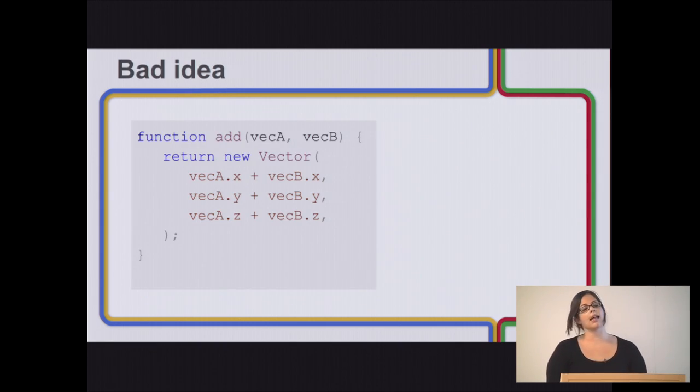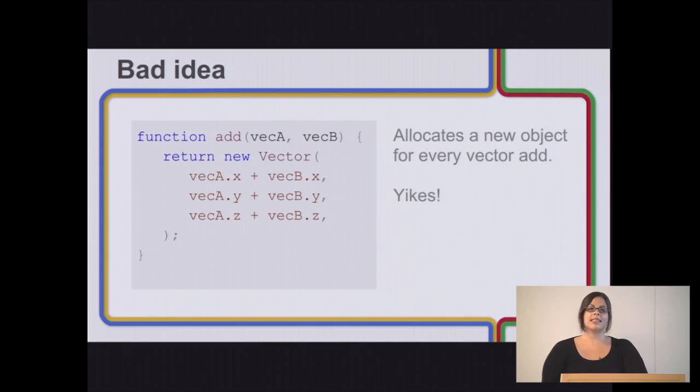So for instance, this is an example of a classic bad idea. It's just a simple vector add function. One of the first things you're going to need is a math library. You might think that this was a good way to write it, except that this actually allocates a brand new vector object every time you try to do a vector add, which is going to be often. So that's going to be really, really garbage collector unfriendly.